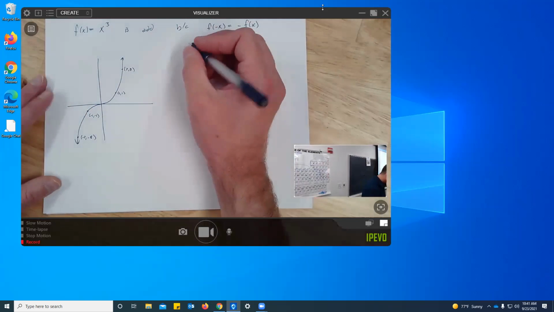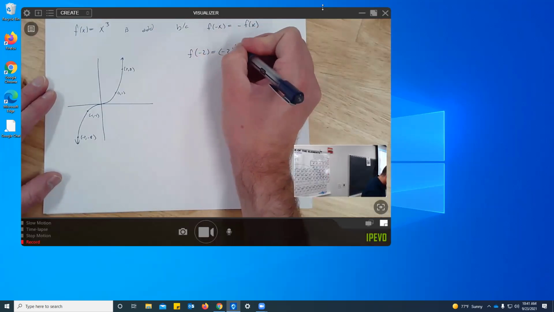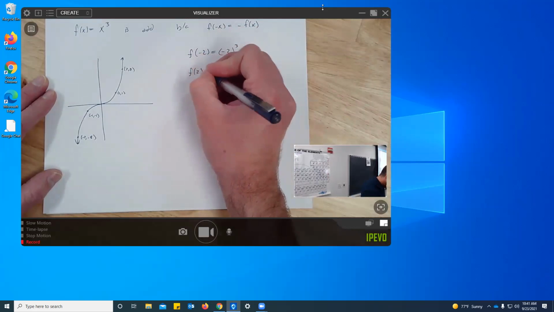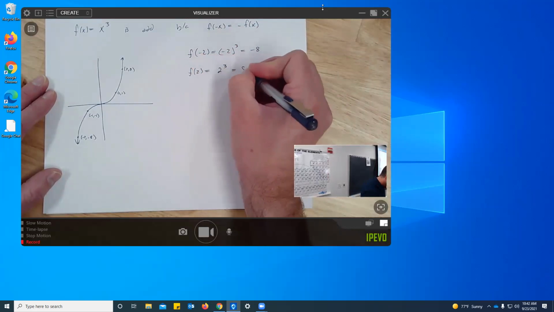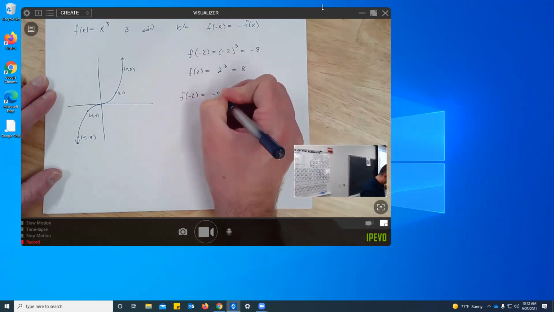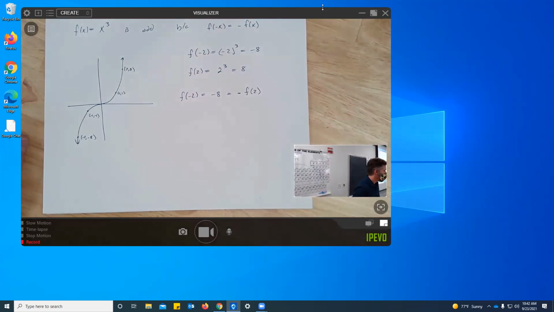We can check numbers, right? f of -2 is -2 cubed, which is -8. And f of 2 is 2 cubed, which is 8. So we can see that, oh yeah, f of -2 is indeed equal to negative f of 2. Again, I want to mention, this would not be enough work to prove or justify to someone that the function is odd. It's good evidence, but it's not complete.